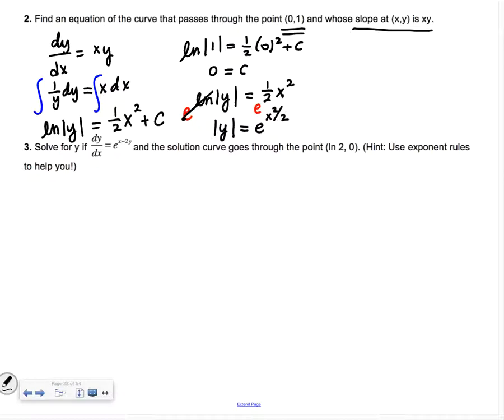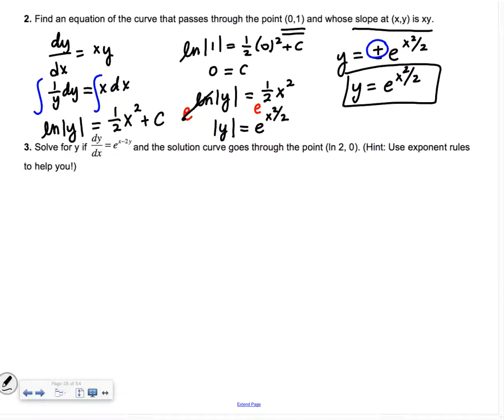Do you remember how to get rid of the absolute value? Yeah, plus or minus. So I have plus or minus e to the x squared over 2. Now you think about the point again. When you plug in 0 for x, you want to get positive 1 for y. So you make a decision. It has to be the positive one, right? So we're going to have y equals e to the x squared over 2 as our answer.